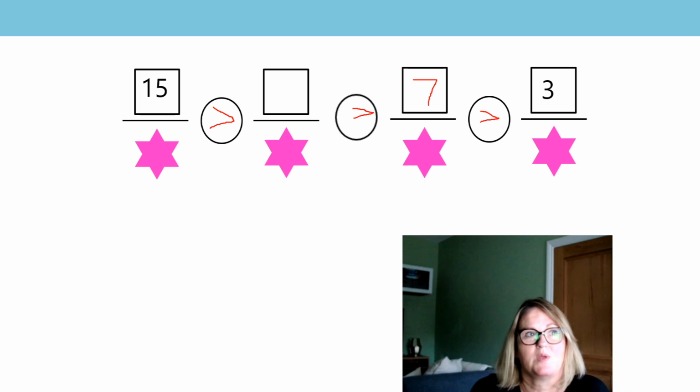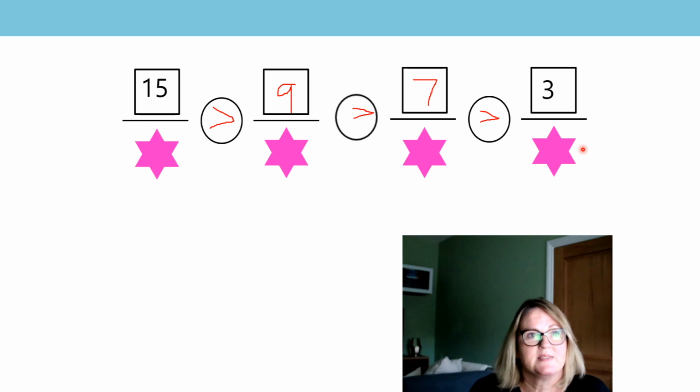7. That means that now this missing one here needs to be greater than 7 but less than 15. That's right. So any number that's greater than 7 but less than 15. We say 9. Now let's have a look. Is that correct?